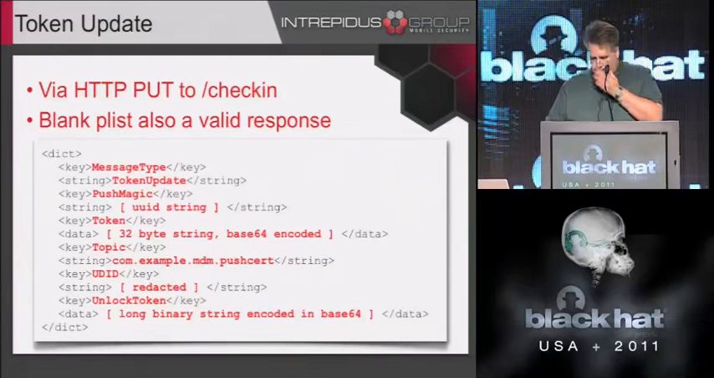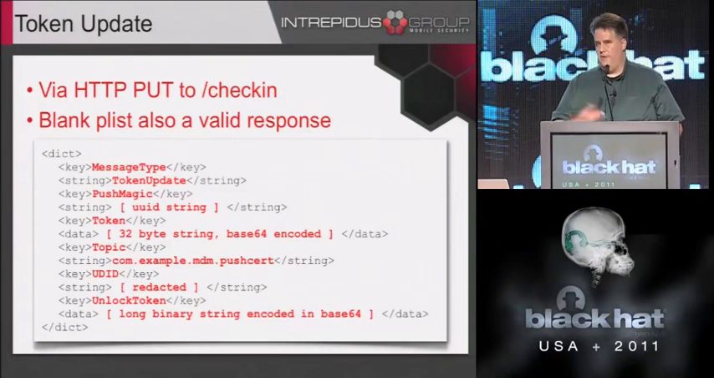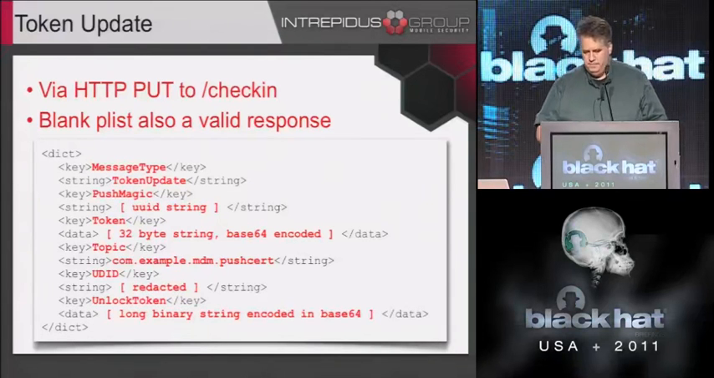So once it gets that valid response, then it goes back to check-in, again with another HTTP put, and it sends up the token update. And this is where everything starts to get real. It sends the push magic, which is that UUID string, that gets sent back through the APNS message, sends the token, which is the device token that was given to it by the APNS service, and then it sends, again, the topic, the push notification certificate, user ID. And then finally, that last long binary string, it's like a 2 kilobyte string, all binary, all base64 encoded. That contains a bunch of data.